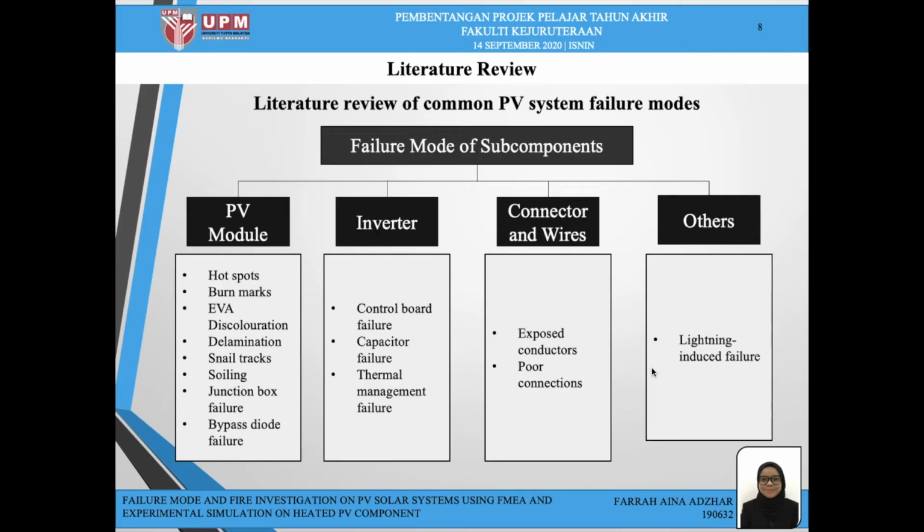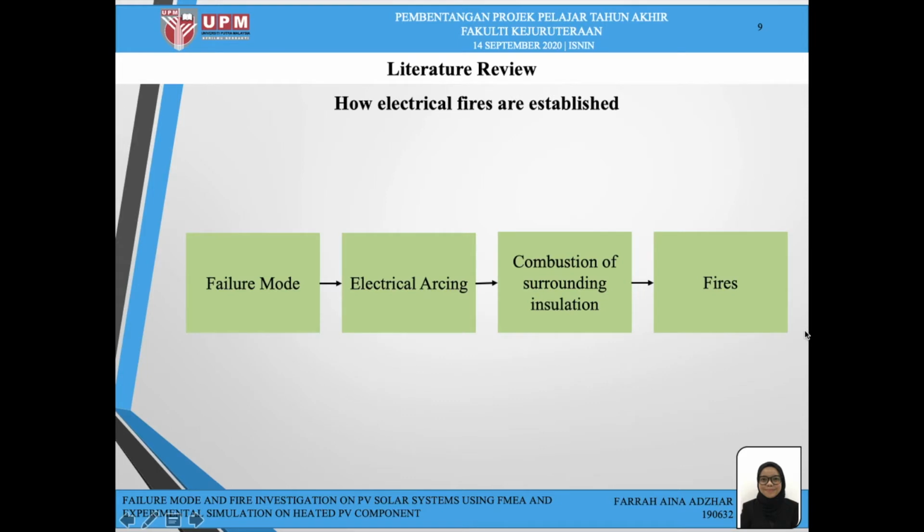These are the literature review on the common PV system failure modes. The PV system failure modes of components could be separated into four main topics. The first one is PV module, the second one is inverter, the third one is connector and wires, as well as others.